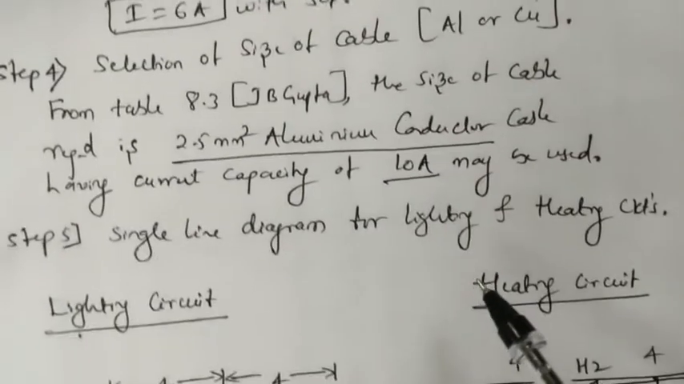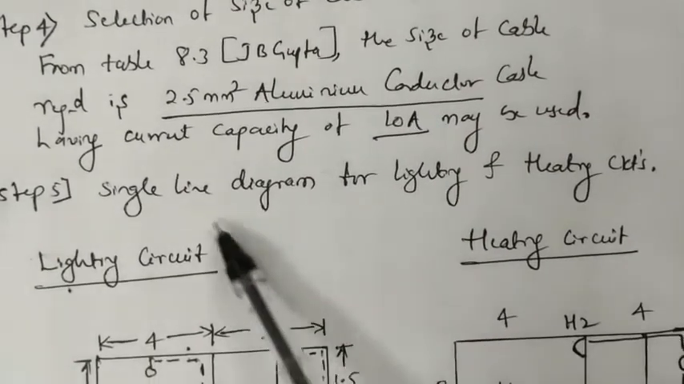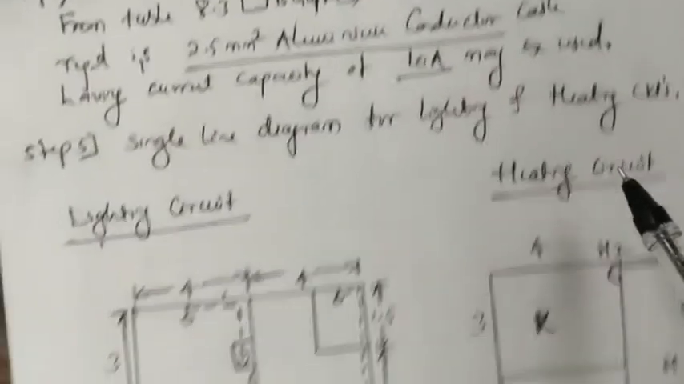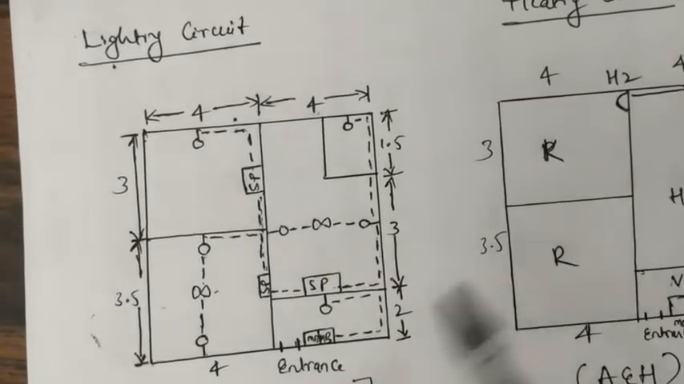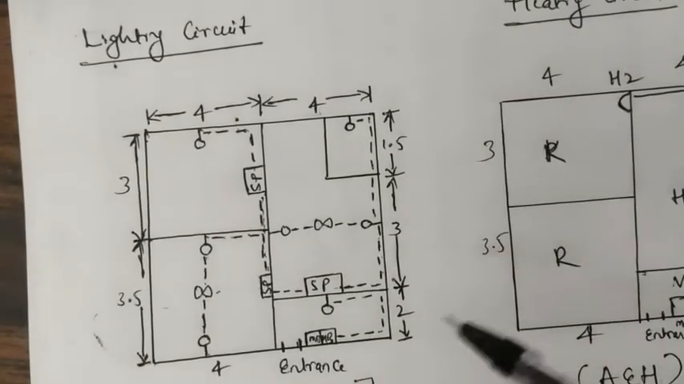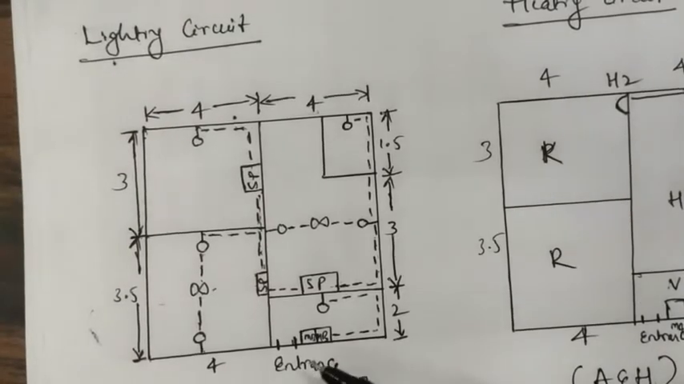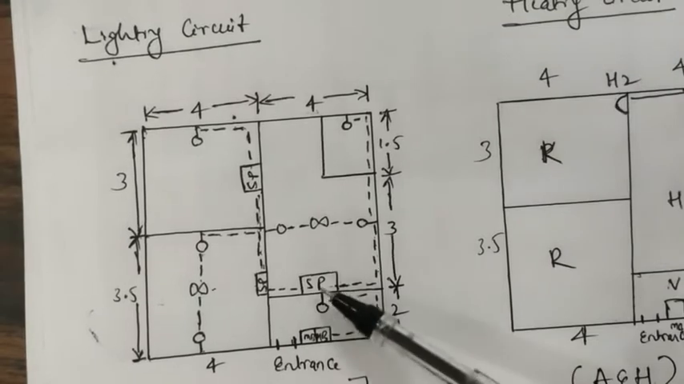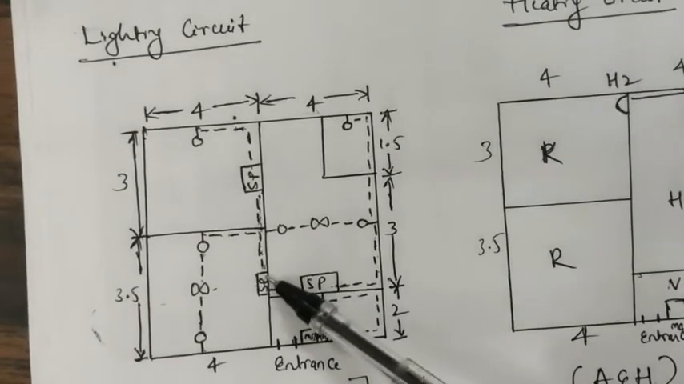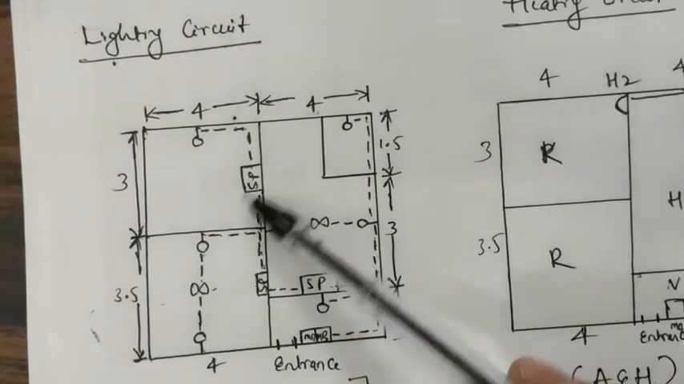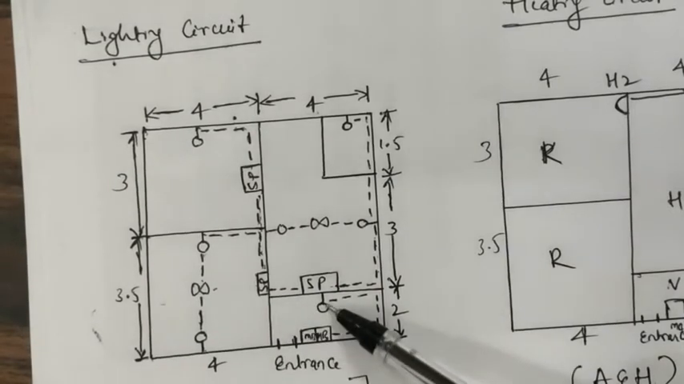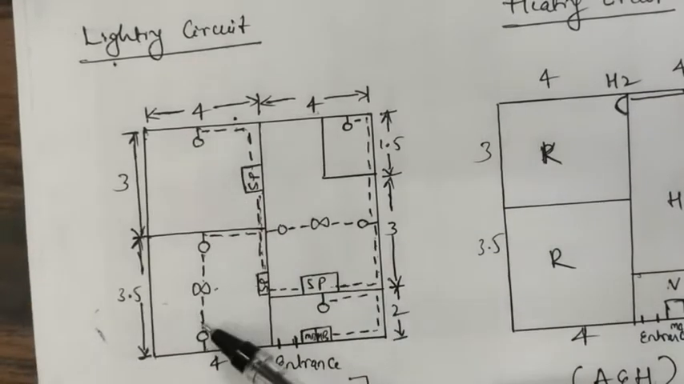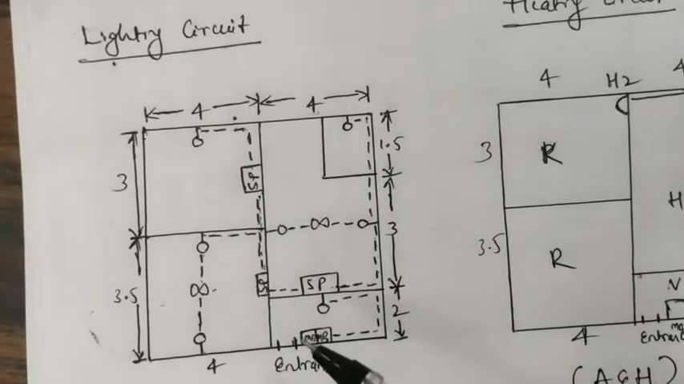Okay. And step number 5 is to draw the single line diagram for lighting circuit and heating circuits. So again I drew the blank layout first. Here you can see this is the entrance, this is the meter board and main board, this is the socket point and socket point, and these are the lighting points 1 2 3 4 5 6 7. So total 7 lighting points I have taken.